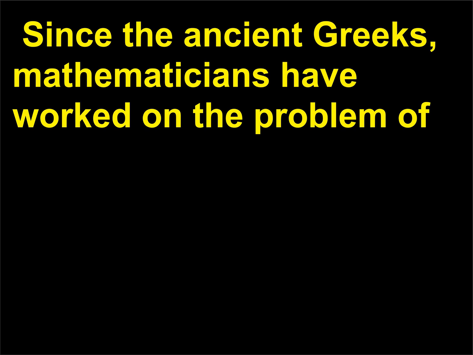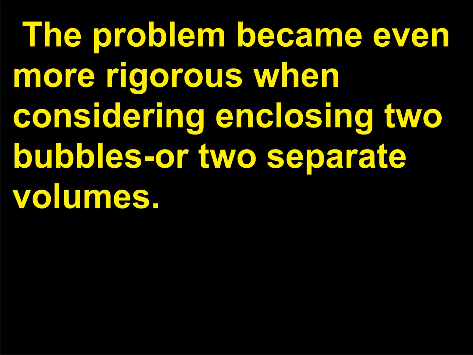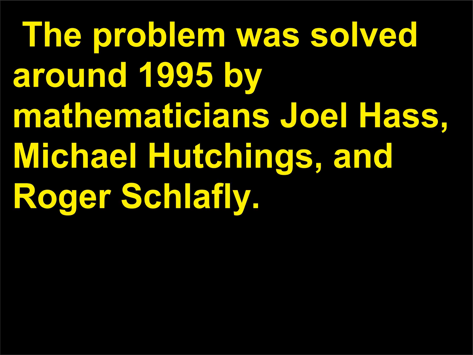Since the ancient Greeks, mathematicians have worked on the problem of finding a mathematical proof of the efficiency of a single round bubble. The problem became even more rigorous when considering enclosing 2 bubbles or 2 separate volumes. The problem was solved around 1995 by mathematicians Joel Haas, Michael Hutchings, and Roger Schlafly.